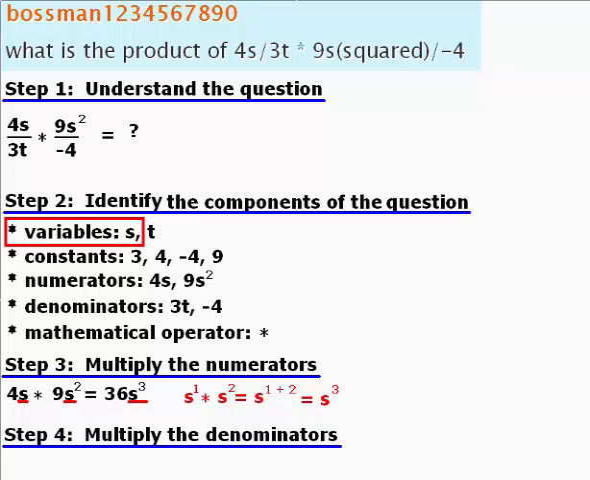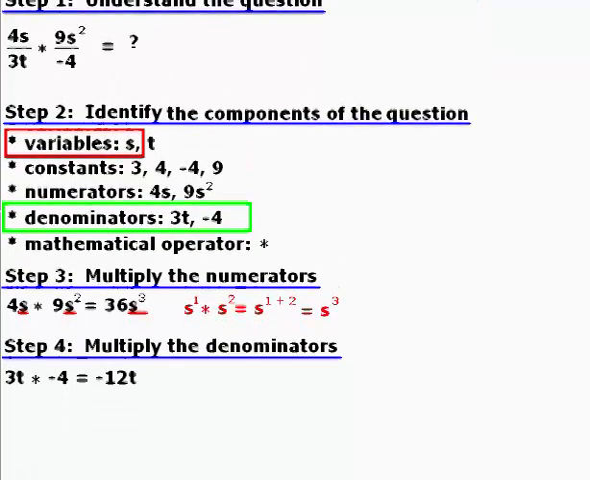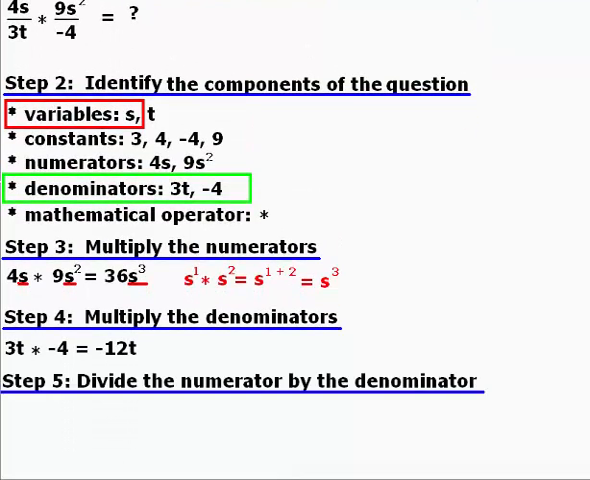Now that we understand this, we can move on to the fourth step, which requires that we multiply the denominators. In step 2, we identified the denominators as 3t and -4. Therefore, we are multiplying 3t times -4. And this works out to -12t.